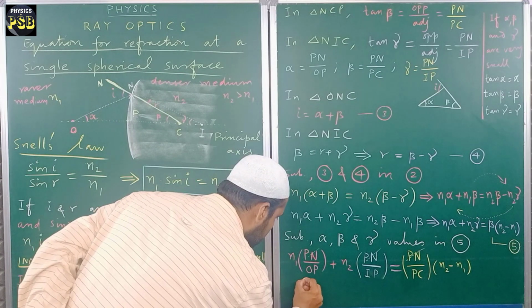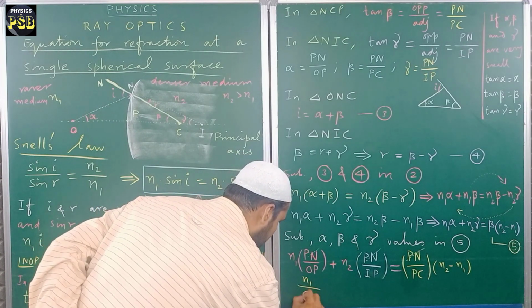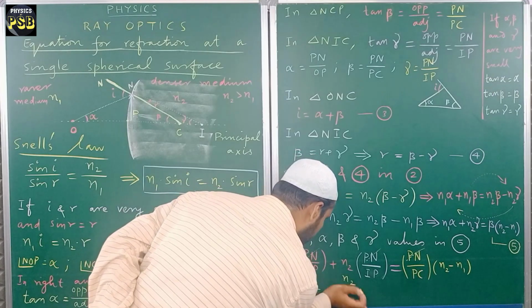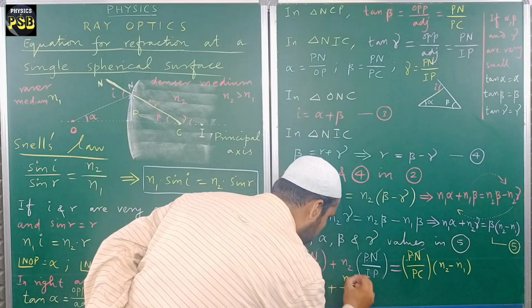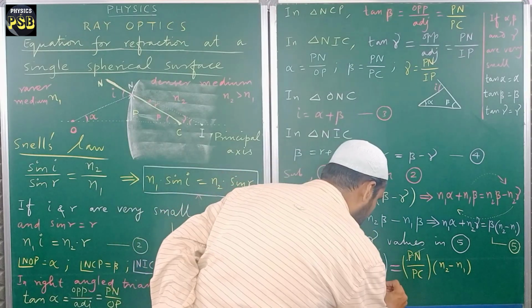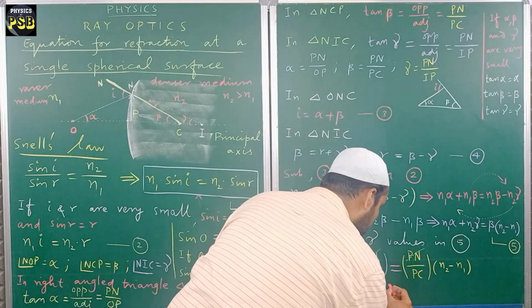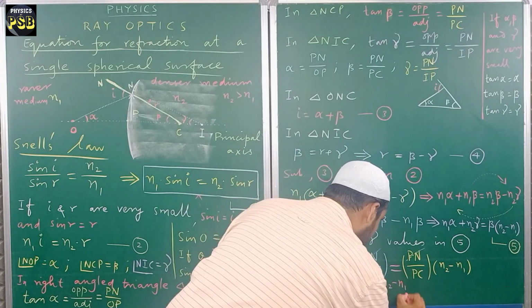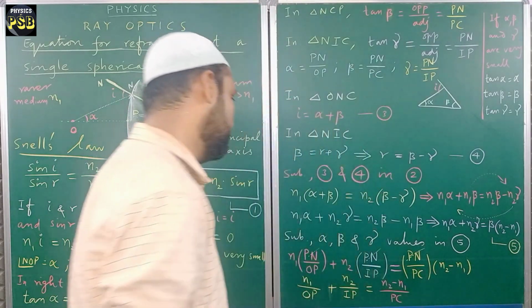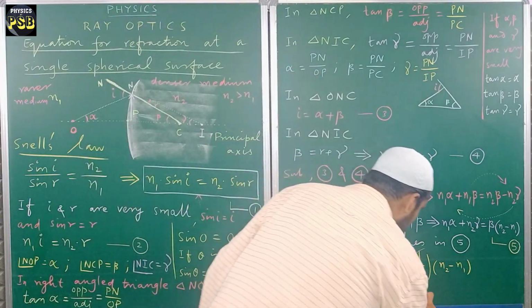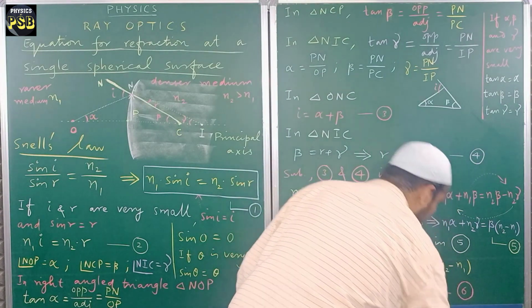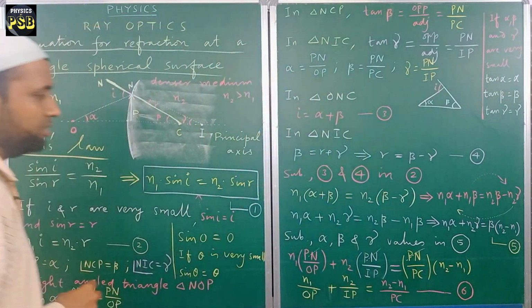N1 divided by OP is plus N2 divided by IP is equal to N2 minus N1 upon PC. This is what I obtain. I take this as equation number 6.